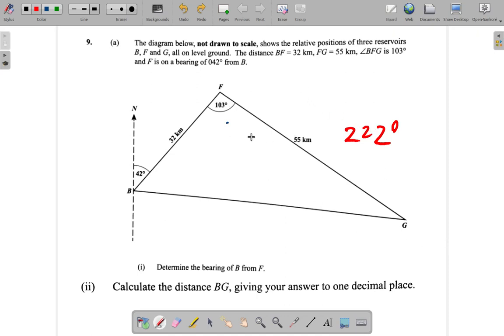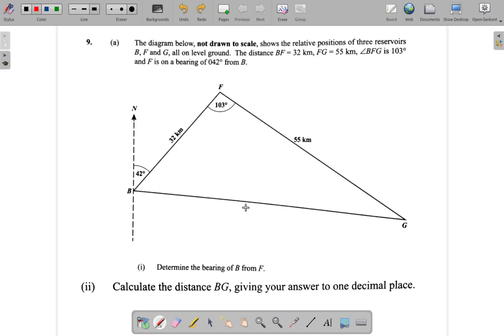It seems as if you're going to have to use the cosine rule. Don't think we need this 222 for now. The cosine rule, because you have two sides and the angle between them. The cosine rule is in your formula sheet.